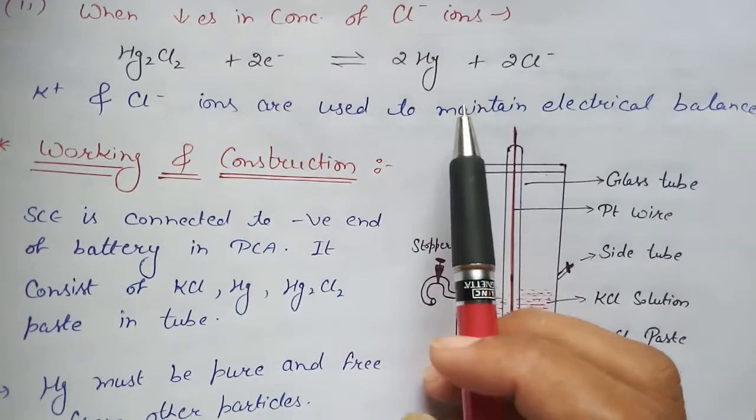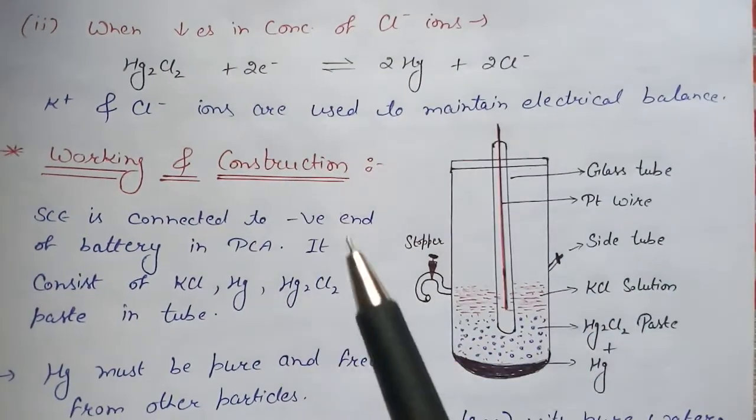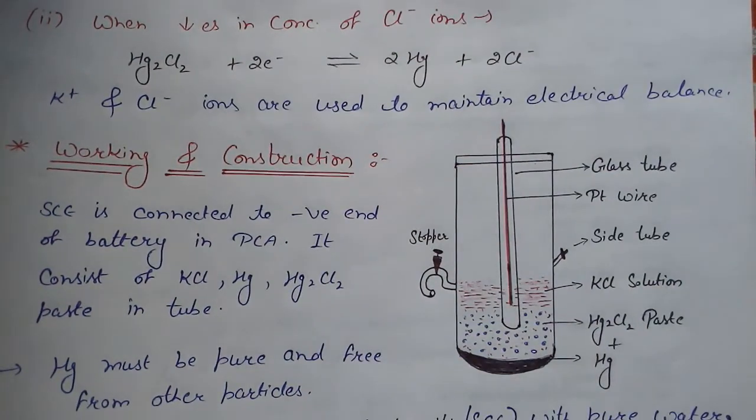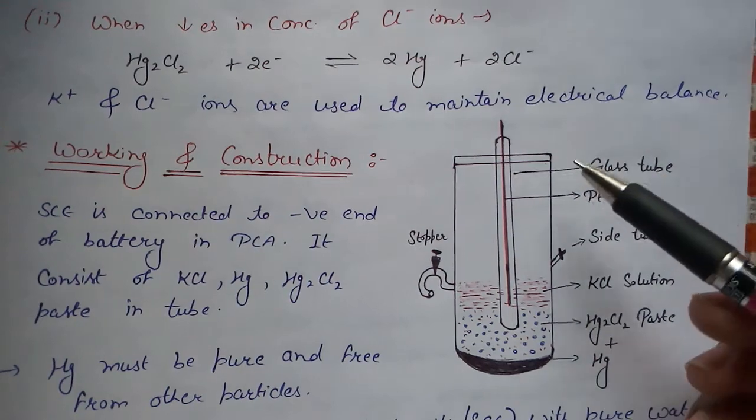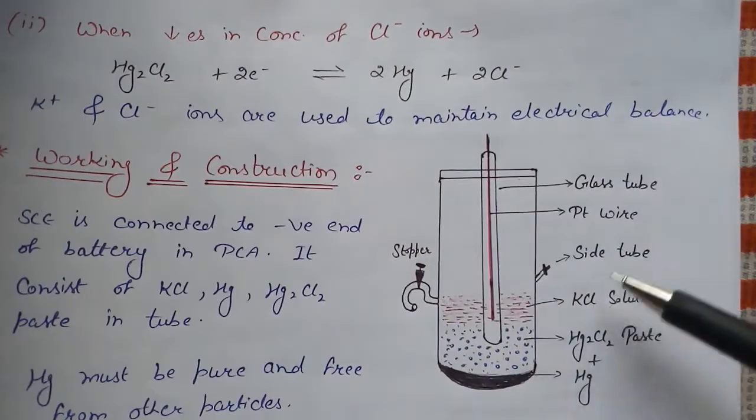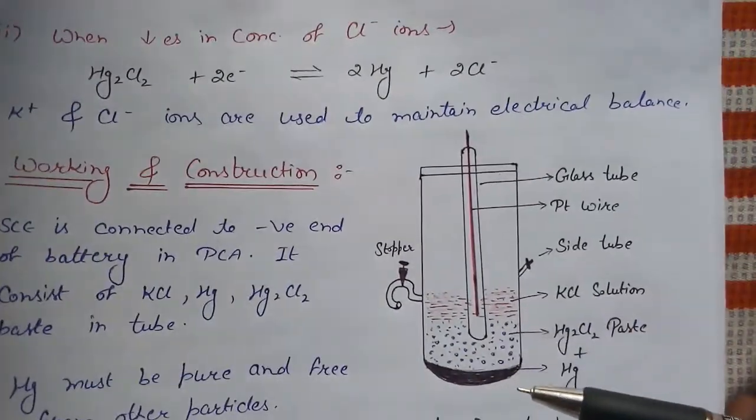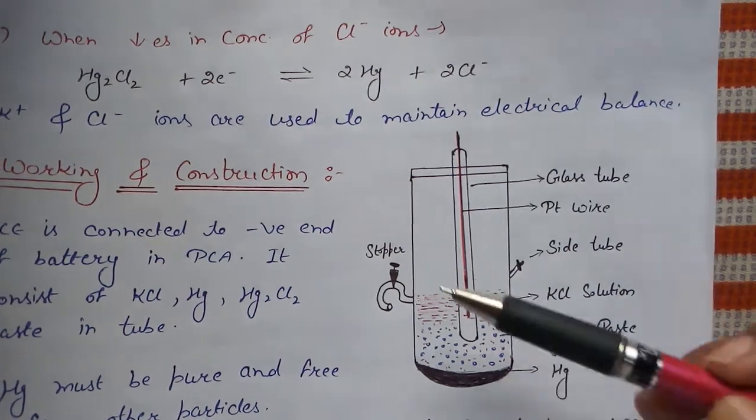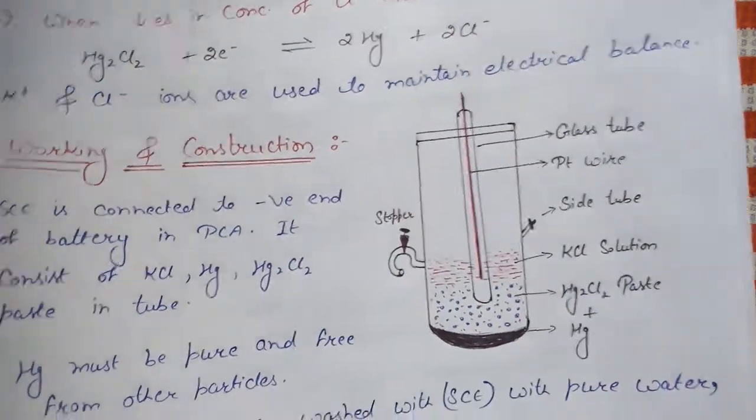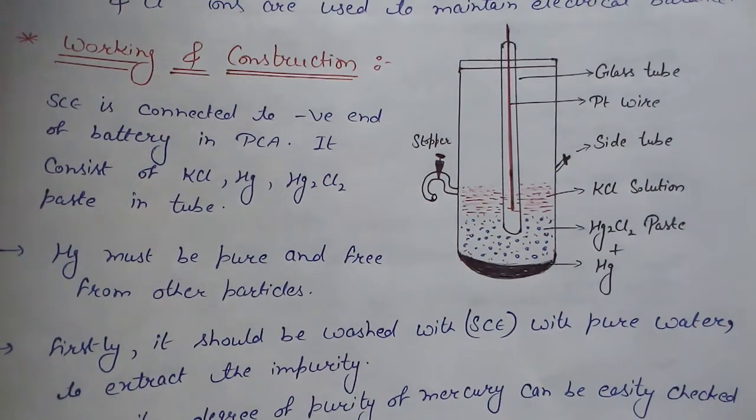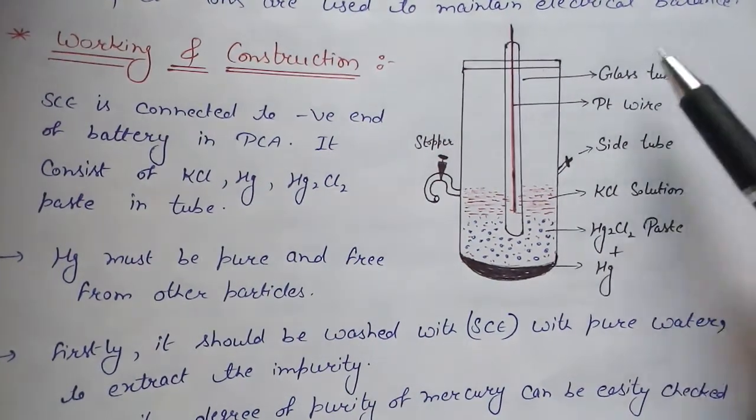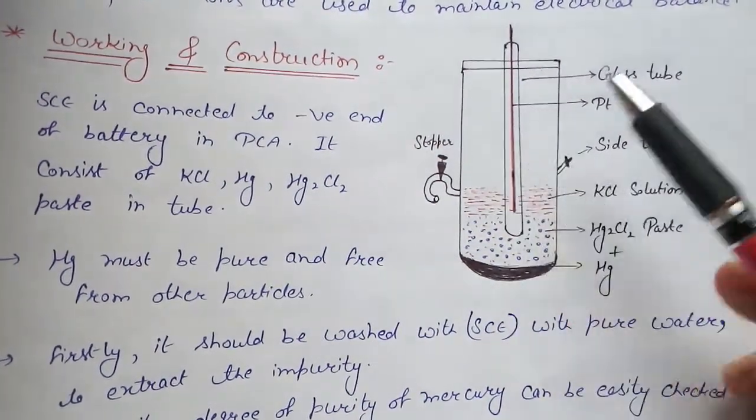Now what are the working and construction of it, which is the main part of this electrode? Because if you want to score marks, then this is the most important thing you should know about it, right? What is the construction and what is the diagram of it? So let's discuss working and construction. This is the diagram of the saturated calomel electrode.